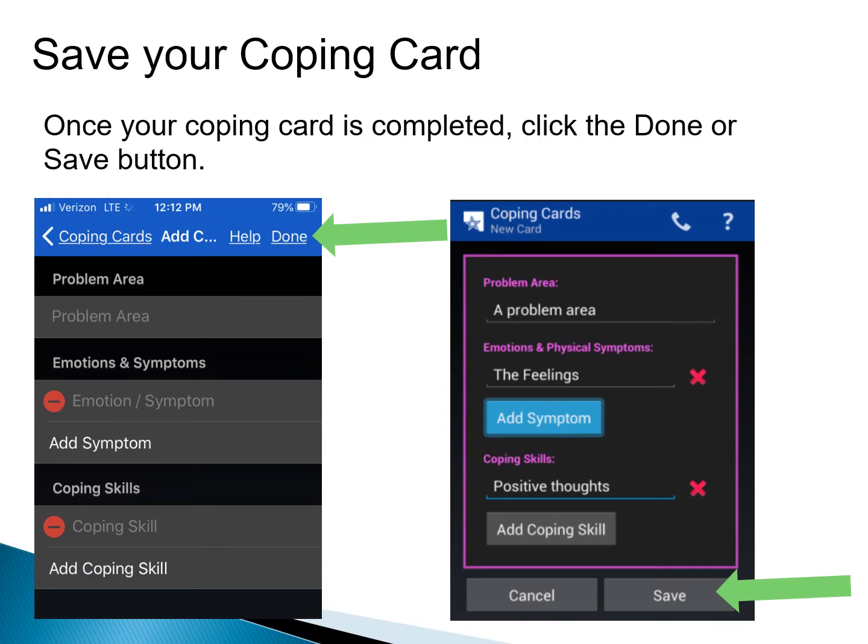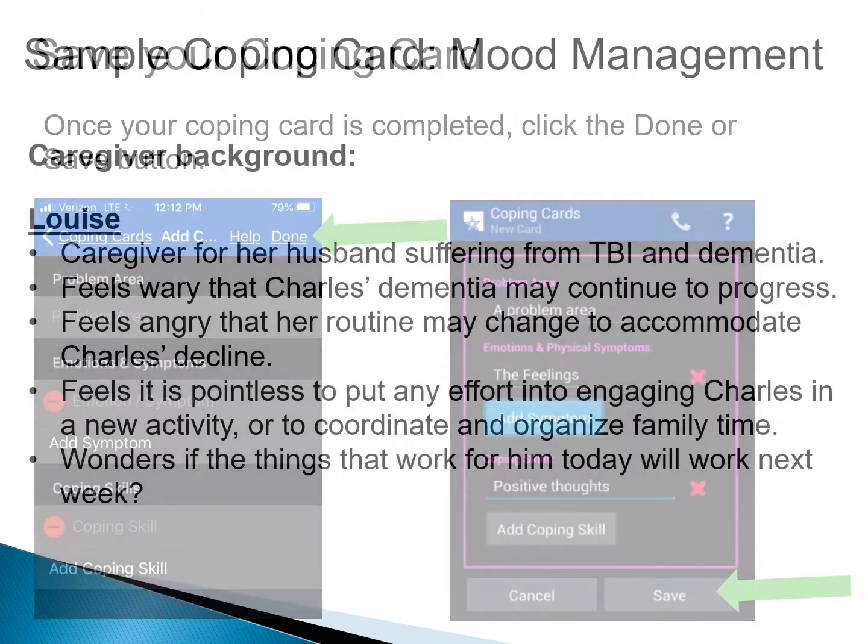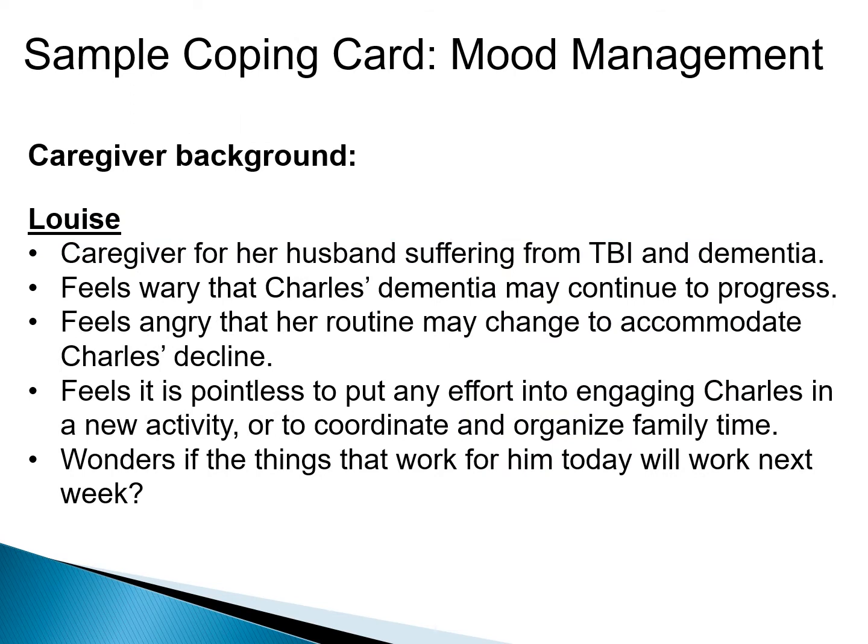Once your coping card is completed, click the Done or Save button. Now your new coping card will be in your virtual Hope Box to refer back to when needed. You can create additional coping cards to address other caregiving issues, as well as edit existing coping cards in your virtual Hope Box. Here are some sample coping cards to show you how to put what you worked on with your program coach in your REACH sessions into the coping cards in your virtual Hope Box.